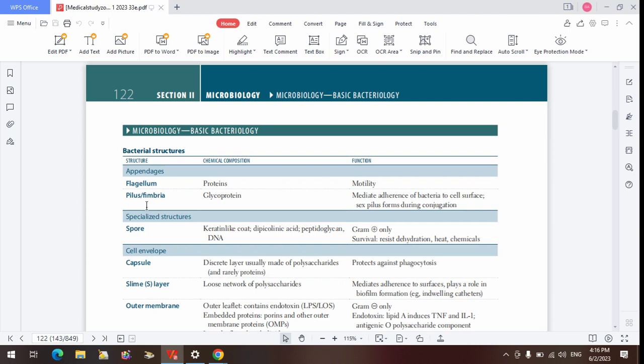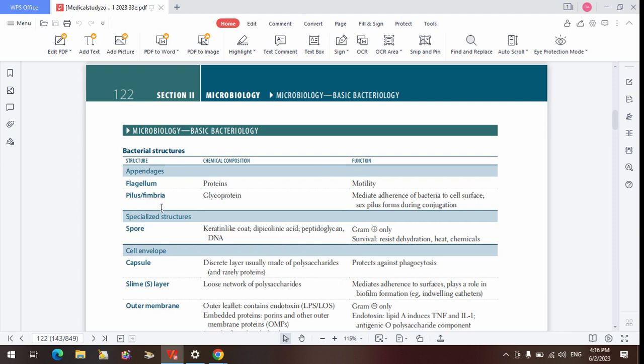So the pilus allows for formation of a bridge between two bacterial cells. One of them that contains the gene to form the pilus will manifest that pilus, and that pilus will form a bridge that will connect to the other bacteria, so that the bacteria with the pilus can transfer its own gene to the other bacteria. We call that process conjugation. So the pilus is essential for conjugation.